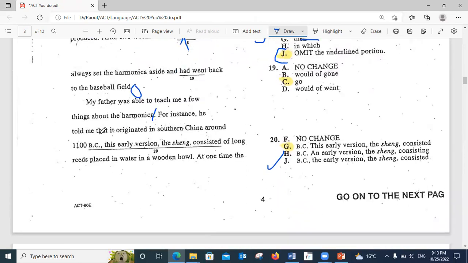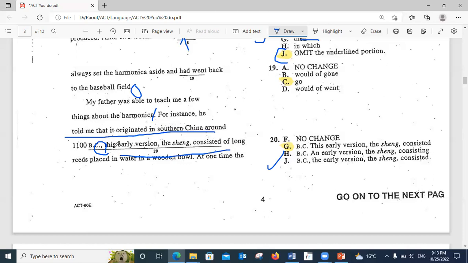Question 20. We take the sentence from here. For instance, he told me that it originated in southern China around 1100 BC. This early version, the shrink, consisted of long reeds placed in water in a wooden bowl. Taban, here we have a comma, as you can see. Before the comma, I have a complete sentence. And after the comma, I still have a complete sentence, which means I have a comma splice error.